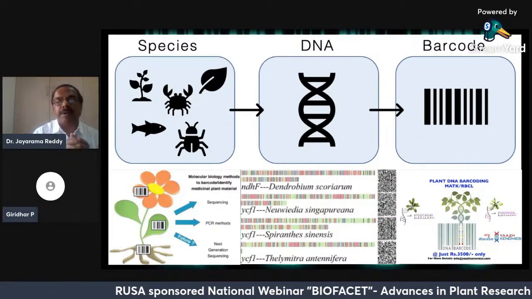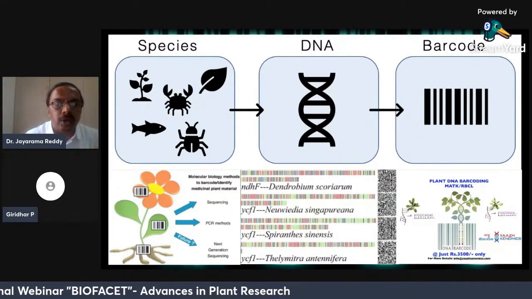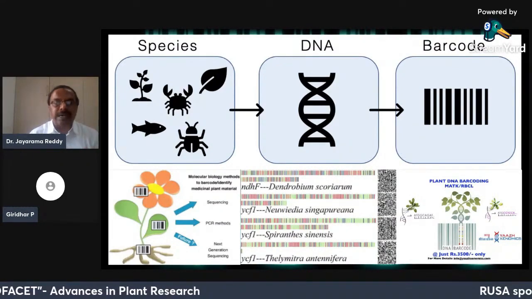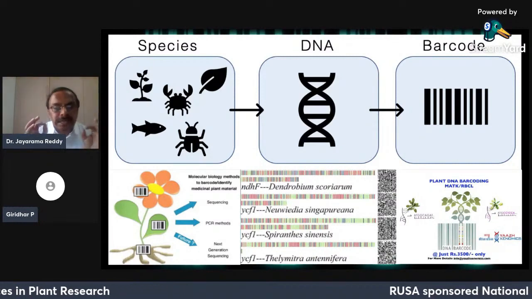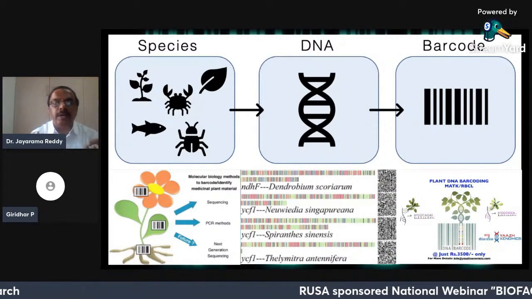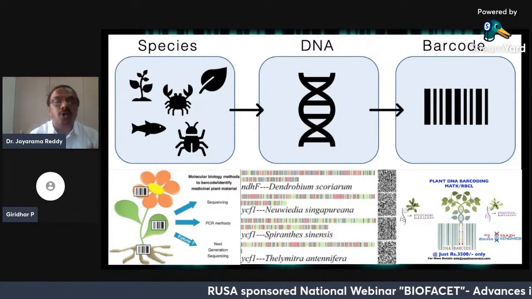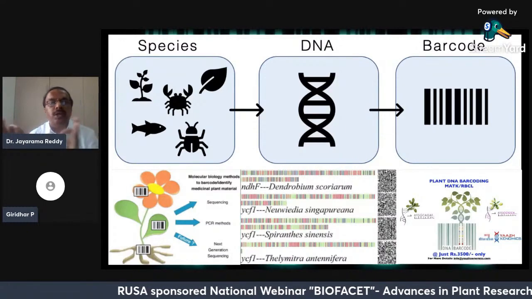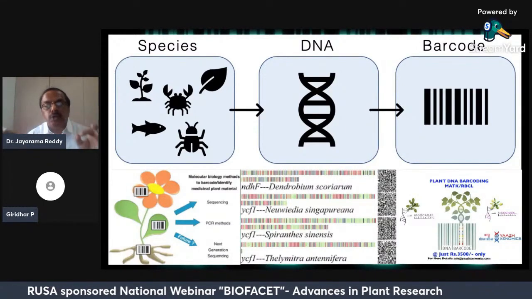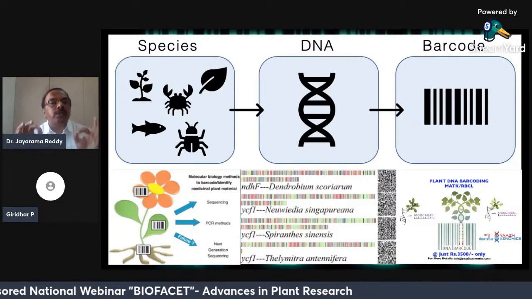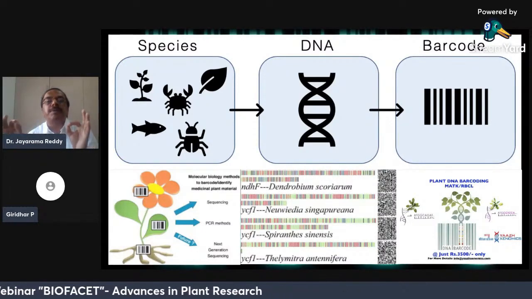These are the plant species for which the barcode has been created and which are available right now in the DNA barcode libraries. There are so many companies all over the world now, even in India, where the DNA barcode of a particular plant can be outsourced. You can give this job to some biotech company. They do it at the cost of 3,500 rupees per plant.